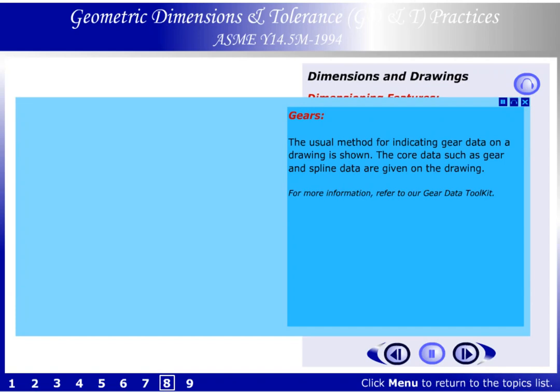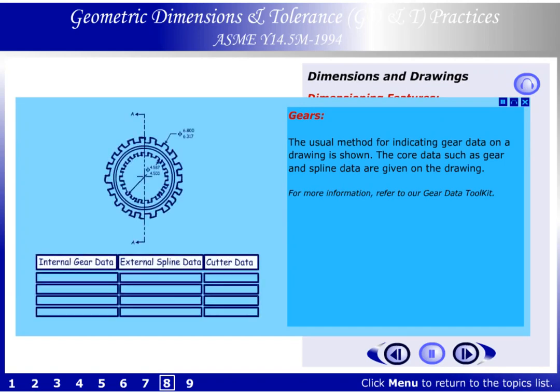Gears. The usual method for indicating gear data on a drawing is shown. The core data such as gear and spline data are given on the drawing. For more information, refer to our Gear Data Toolkit.